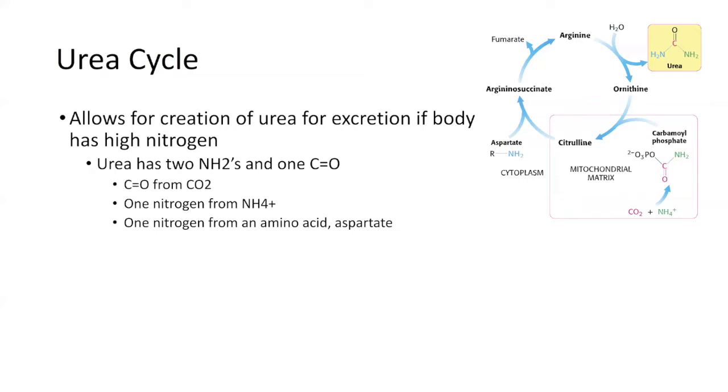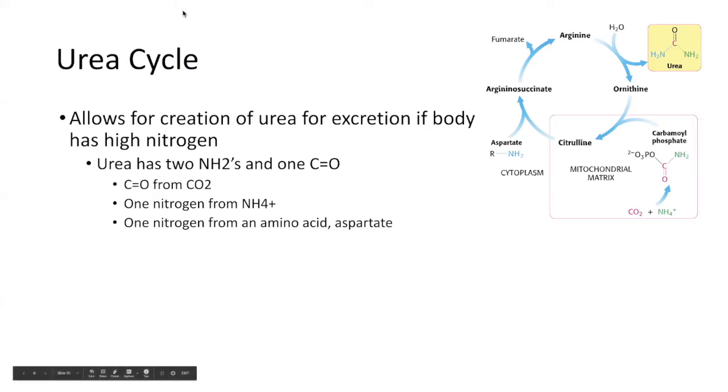Now, the body can just pee out amino acids, but that's a waste of carbons because you're also losing the carbon backbone. And so sometimes we just want to get rid of the nitrogen and use the backbone of the amino acids for other purposes like making sugar. And so in this case, we use the urea cycle. Essentially, the final product is urea, which is as concentrated of nitrogen as we can have with the least amount of carbons. So how does that work?